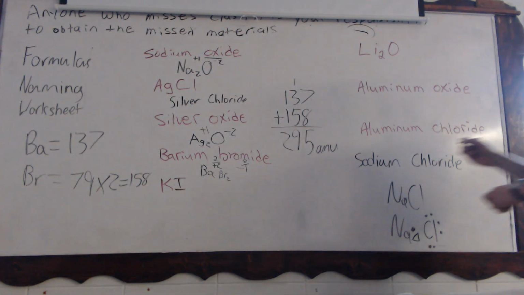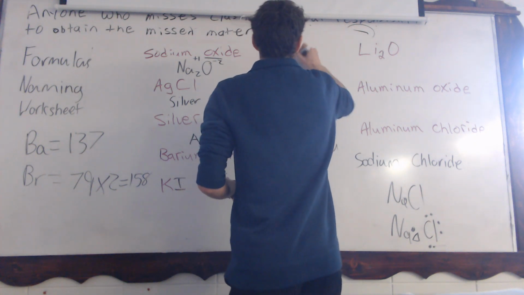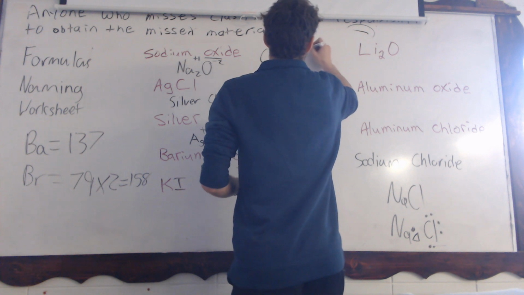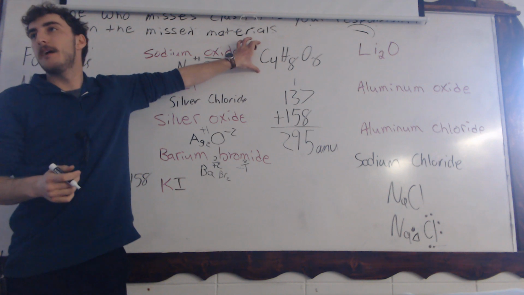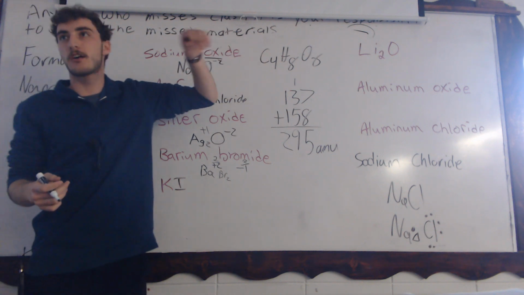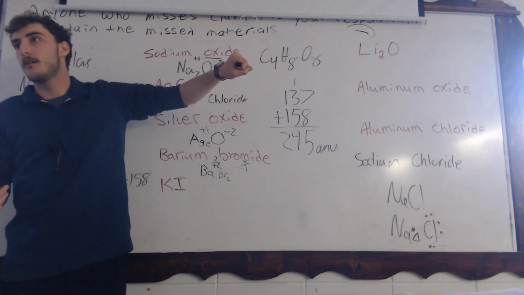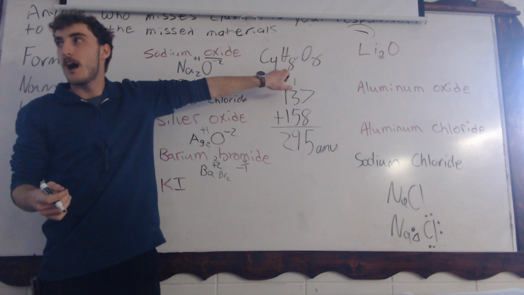So I'm going to write a bunch of C4H8. I'm just making stuff up, so this is a made-up compound. How many carbons do I have? It comes right after it. 4 carbons.